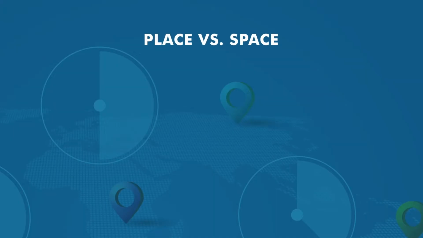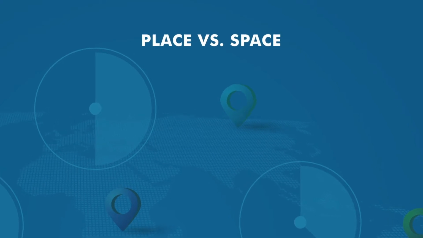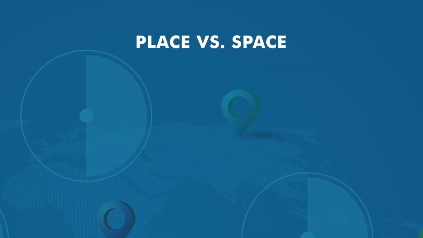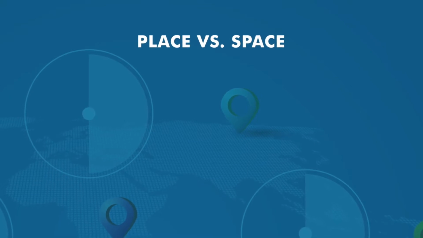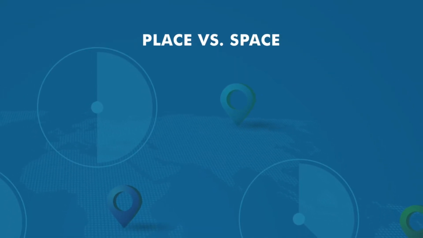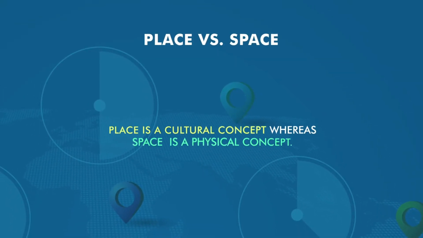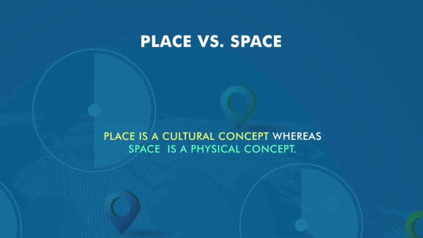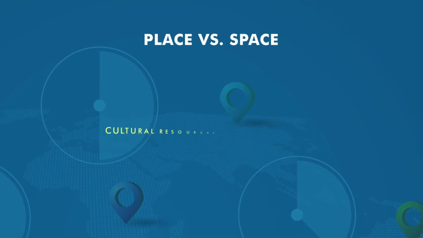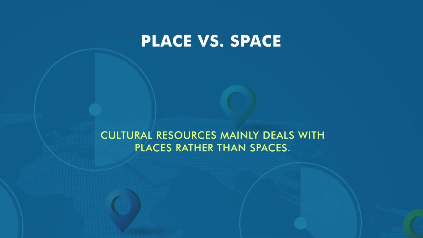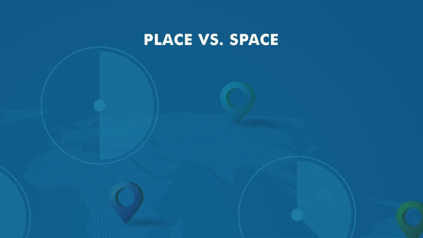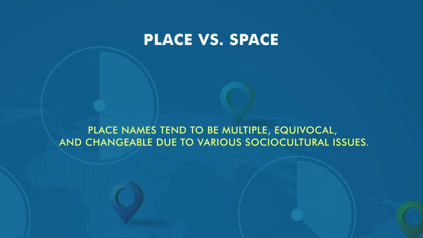So, place versus space is a very important thing to know before we go further in this particular deliberation. We need to know that place is a cultural concept, whereas space is a physical concept. Cultural resources mainly deal with places rather than spaces. So, place names tend to be multiple, or the same place may be known by many names. Equivocal, that means synonymous and changeable due to various socio-cultural issues.